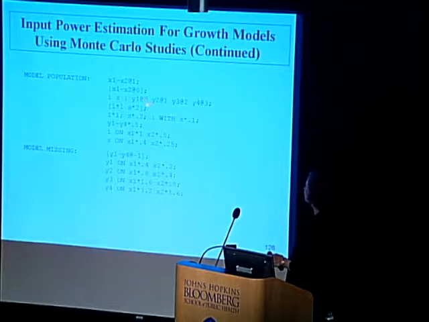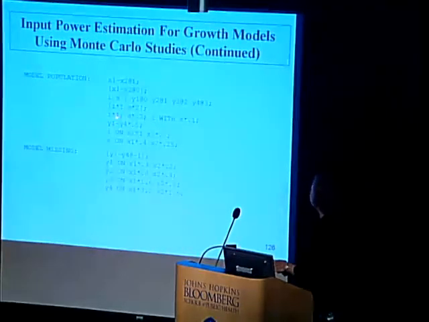We give the growth model. We say what the time scores are. We give the means of the intercept and slope growth factors. The intercept growth factor is going to have a mean of 1, the slope growth factor a mean of 2. And the variance of I, or rather the residual variance of I, because this is a conditional model, is going to have a starting value of 1.